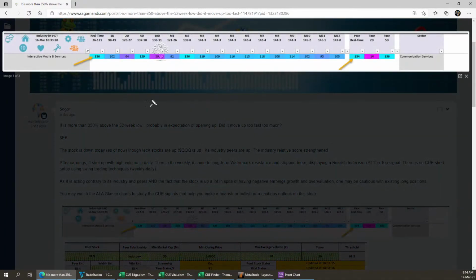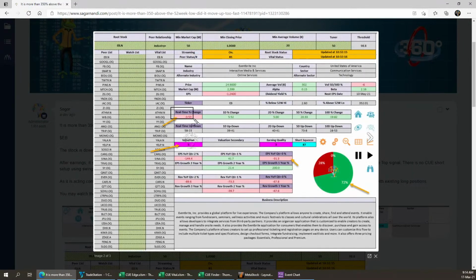Eventbrite, and I mentioned that yesterday when I shared it, 10:30 a.m. Eastern Standard Time, 16th March, the industry was actually strong. It was even accelerating. Accelerating plus strong relative score in interactive media and services. However, this stock was down. That was a reason for concern. When industry is strong and accelerating, but the stock is down, and what stock? Overvalued stock with negative earnings growth. Though 72% of your stocks are up, that is a stock to be cautious about.